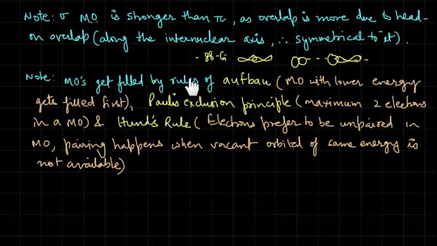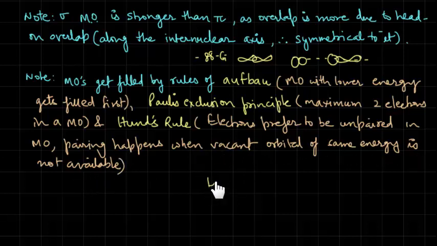Molecular orbitals get filled by rules. So these are the three rules. This is a revision of the Aufbau principle, which is that the molecular orbital with lower energy gets filled first. Pauli's exclusion principle, that a maximum of 2 electrons can be in one molecular orbital. And Hund's rule, that electrons prefer to be unpaired in a molecular orbital. Pairing happens only when vacant orbitals of the same energy are not available.